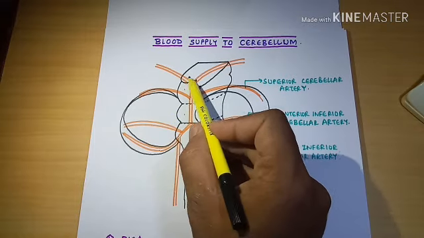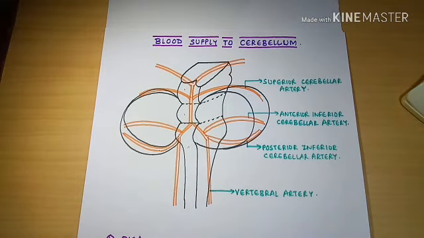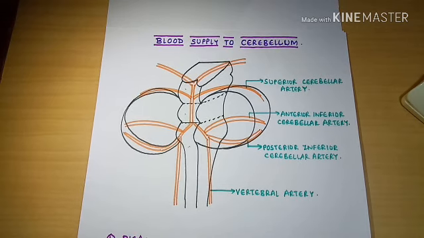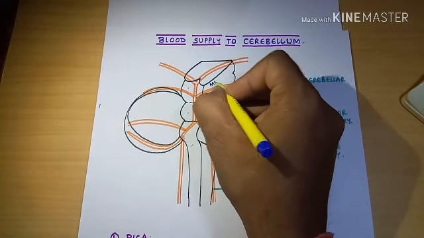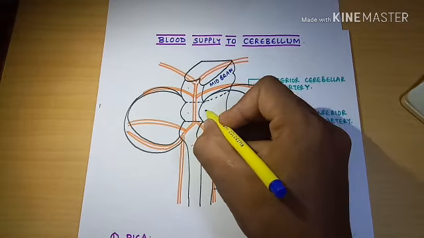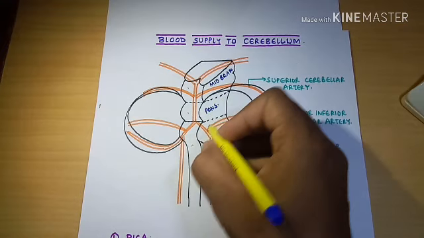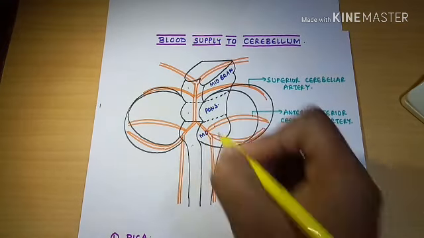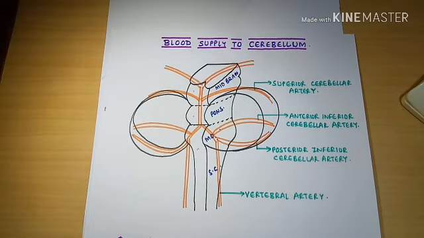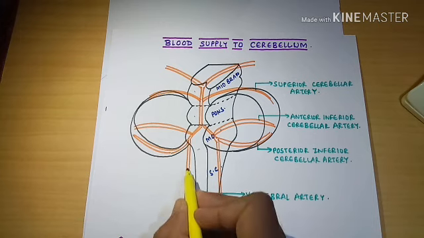This section of the brainstem is the midbrain, so we have to label this. This portion is the midbrain. This is the pons varolii, and this is the medulla oblongata. And this is the spinal cord. These two are the vertebral arteries.